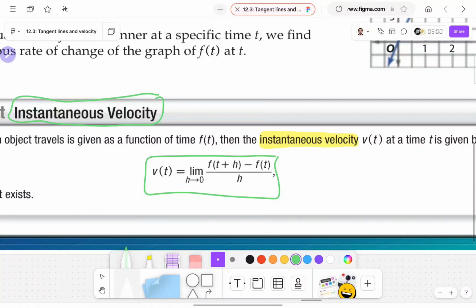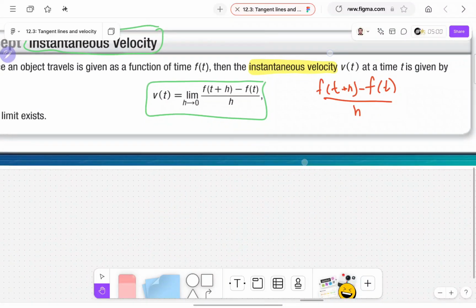It's the limit as h approaches 0 of f of t plus h minus f of t over h. It's similar to the one that we learned, but the previous one was f of x plus h minus f of x over h. But here, because we're talking about velocity, which is related to time, that's why we switch x and write t here. Okay, so this is the difference between the first formula and the second one.